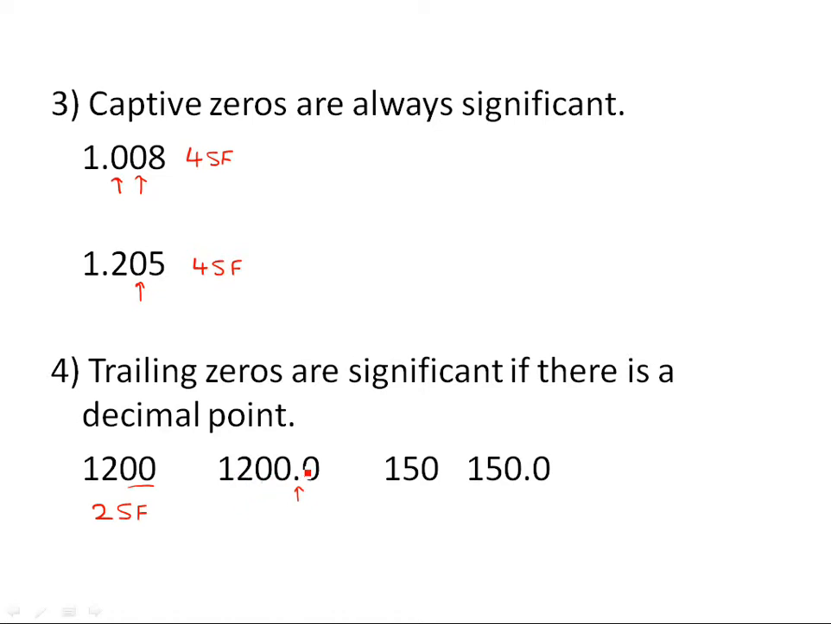So that makes all of these zeros significant. So this number here is 1, 2, 3, 4, 5. That's 5 significant figures. And again, we have 150 and 150.0. That's a trailing zero with no decimal point, so that's two significant figures. But over here, we have a decimal point, so this number here is 4 significant figures.